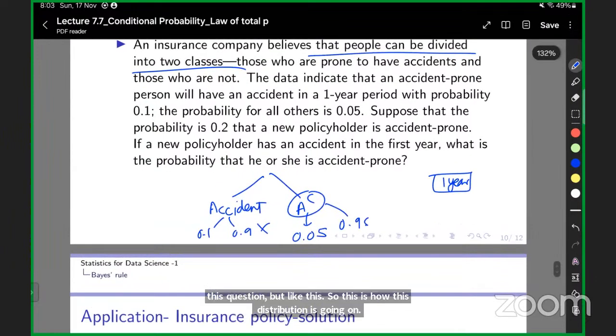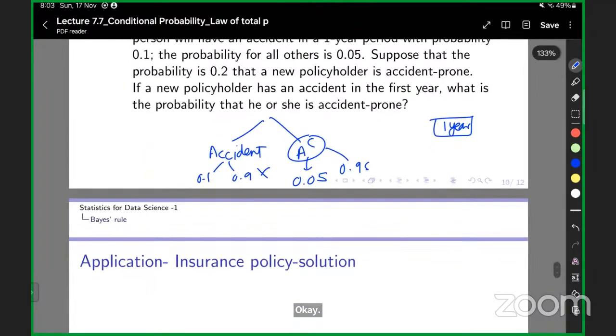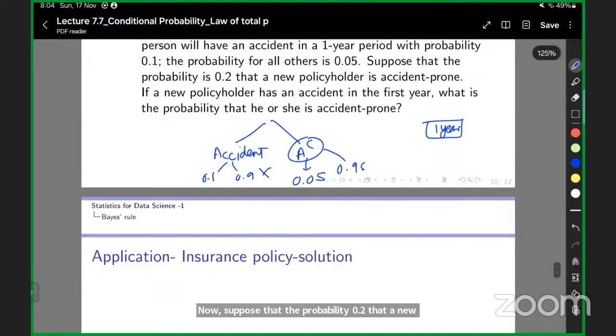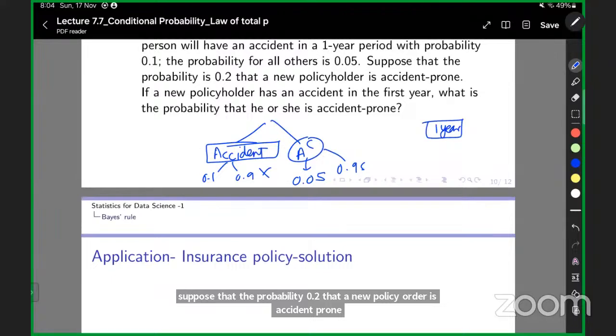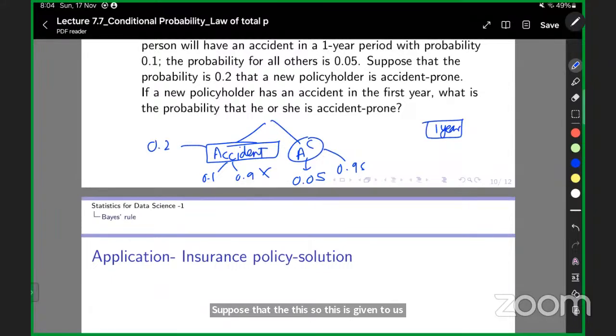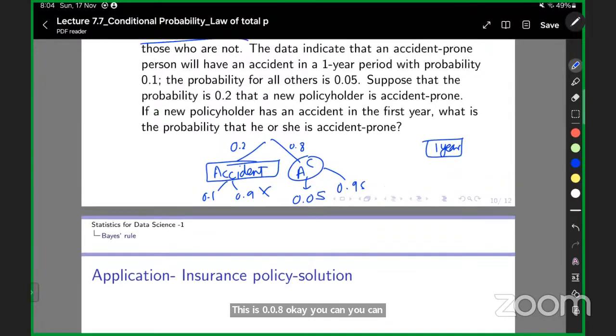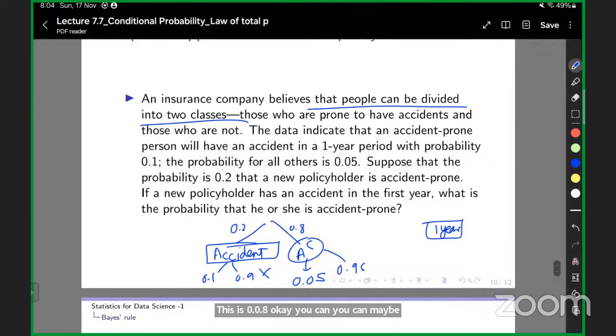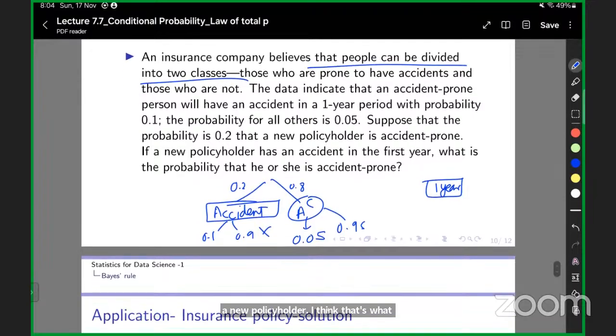Now suppose that the probability is 0.2 that a new policyholder is accident prone. Suppose that this is given to us, 0.2. So a new policyholder will come, someone. So choosing this is 0.2, and so actually the complement is 0.8. Maybe a new policyholder.